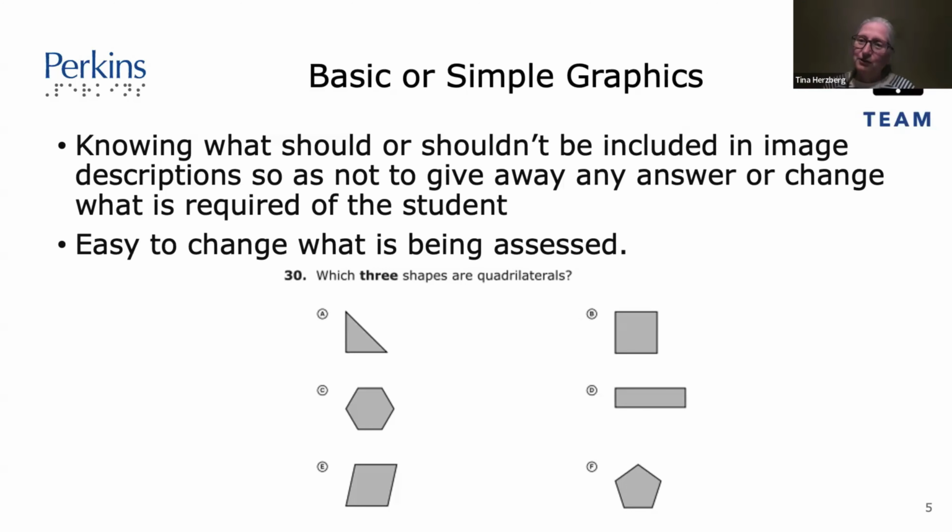So we're not necessarily assessing the same thing. If we are using image descriptions, are we still getting at what we wanted to assess? Sometimes that's really difficult to know, and that's sometimes like working with math teachers, because we don't want to give the answers and we definitely don't want to make it a different item to be assessed. And that's just for the basic and simple ones. Sarah's going to share a little bit about more difficult graphics.